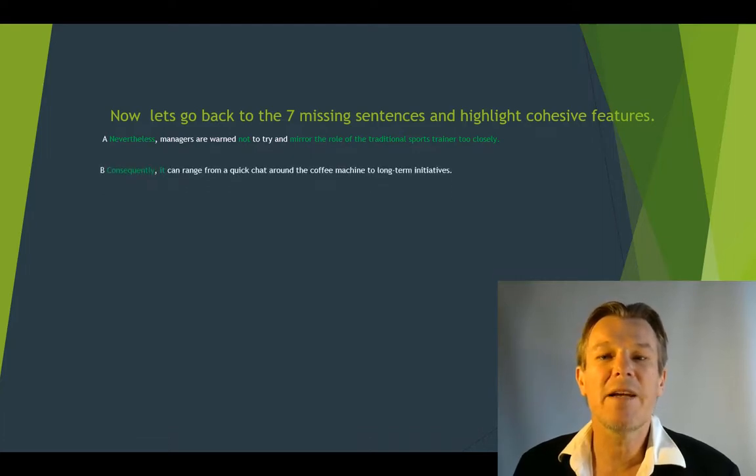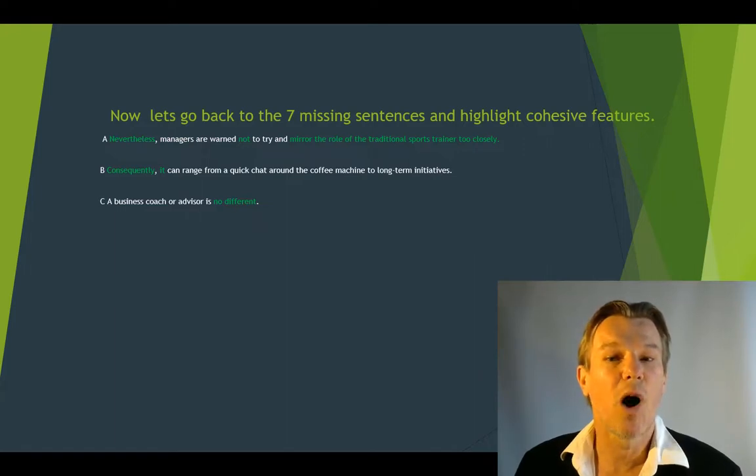The next option, B, again, we've got another linker, consequently. So this is a result of the sentence before, and we've got a pronoun, it. So what does it represent? It must be mentioned in the sentence or the text before. Our next option is C. Here we've got the vocab words no different. Immediately we ask ourselves, no different to what? And we have to search the vocab before this to see what it is no different to.